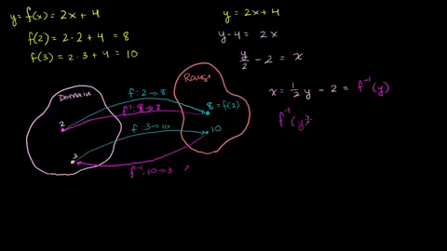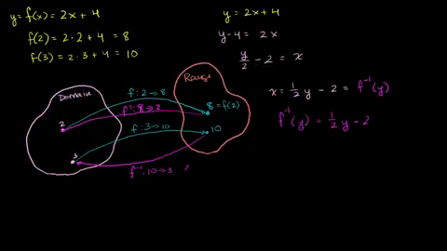F inverse as a function of y is equal to 1/2 y minus 2. So all we did is we started with our original function, y is equal to 2x plus 4. We solved for y in terms of x. Then we just do a little bit of algebra, solve for x in terms of y, and we say that that is our inverse as a function of y, which is right over here.